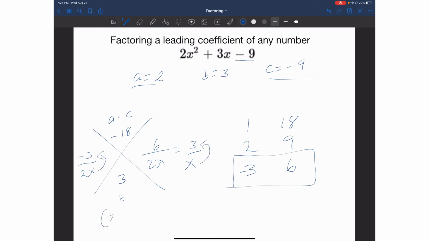So on the left side, I'm going to have 2x minus 3. And on the right side, x plus 3. And that will be my final answer.